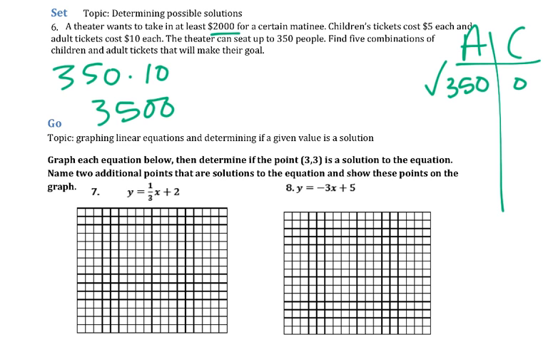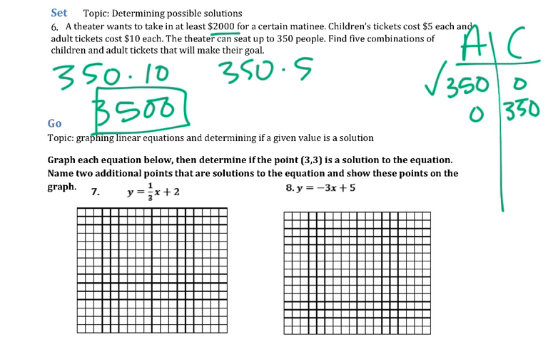What about kids? What if we did 0 adults and 350 kids? So we'd go 350 times 5, which would be half of this basically, wouldn't it? Is that going to be bigger than 2,000? It's not. It's going to be like 1,750. So that one wouldn't work.